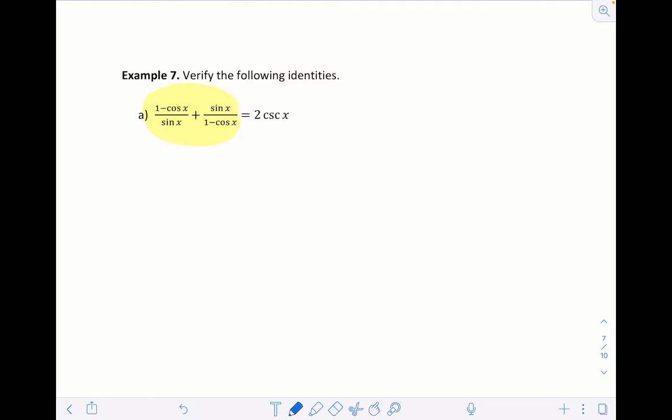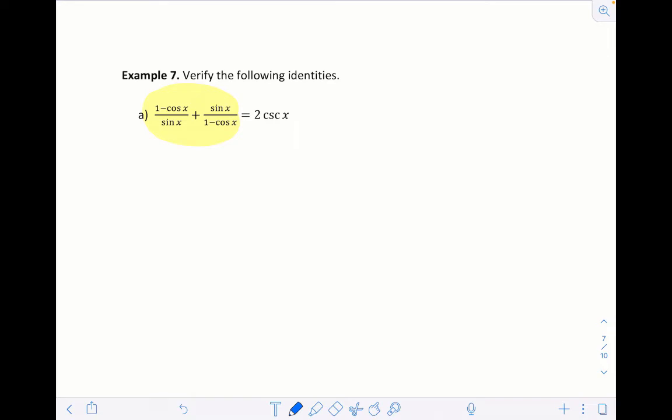Okay, so I want to verify this identity, so I want to show that the expression on the left is equivalent to the expression on the right. When I choose a side to work with, I typically try to choose the side that looks more complicated, because then that gives me a goal to try and simplify it, and in the process of simplifying, try to get to what I have on the other side. So I'm going to work with what's on the left.